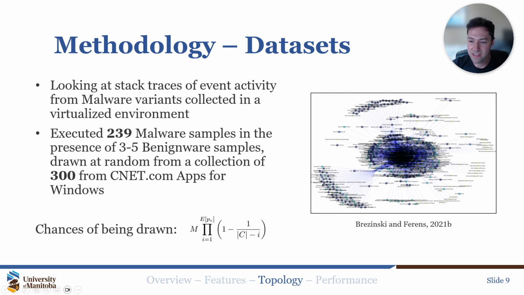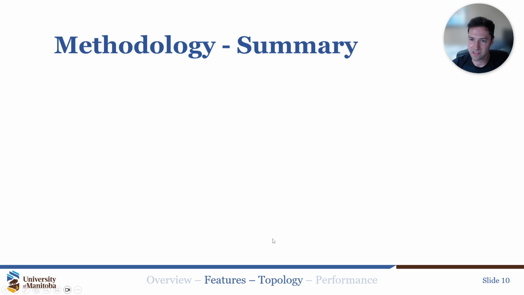And then this little computation down here is just to say, for M given trials, what are the chances that a particular malware sample does or doesn't get drawn randomly? So again, more of those details are in the paper.